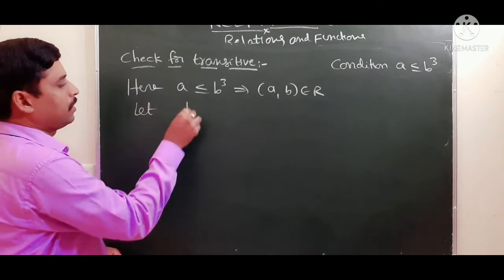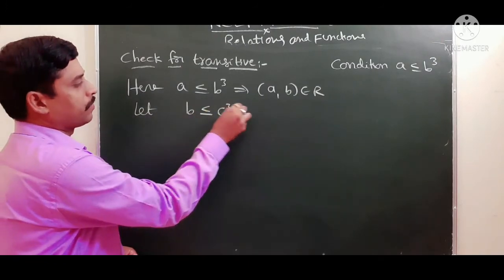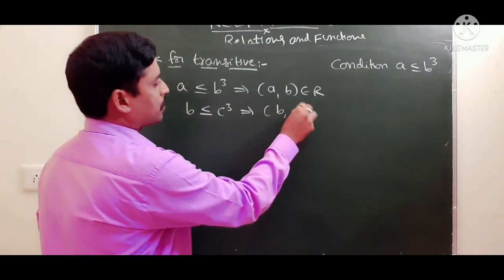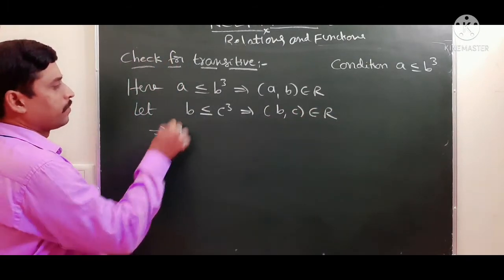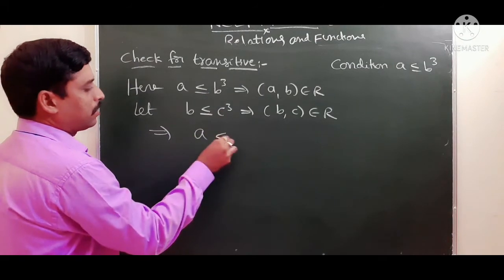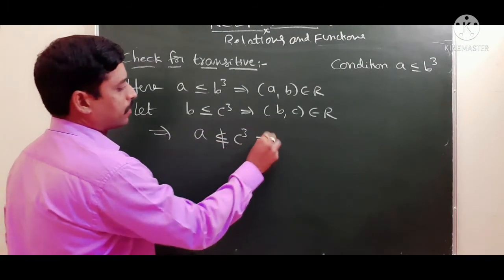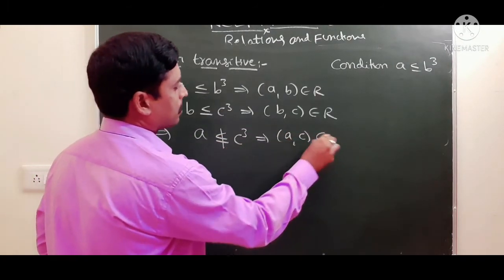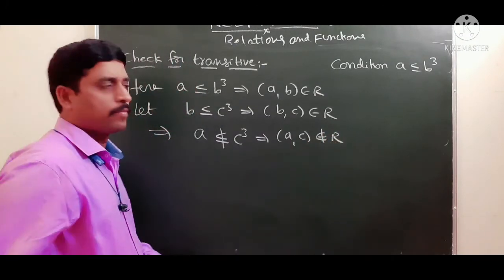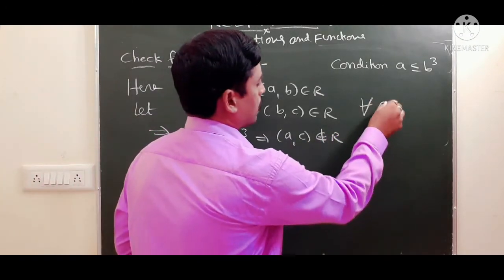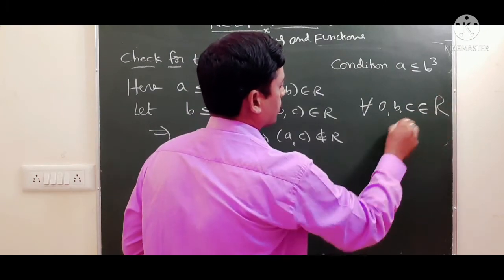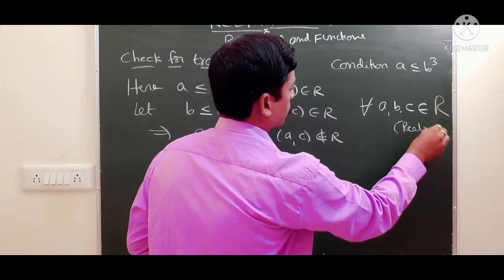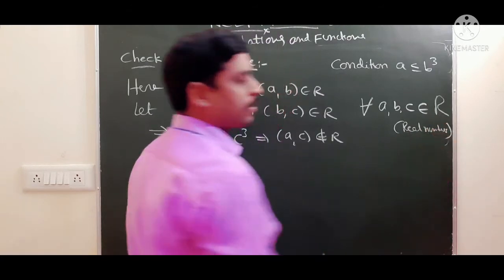Let us take b less than or equal to c cube, so (b, c) belongs to R. So that implies a not less than or equal to c cube. Therefore (a, c) does not belong to R for all a, b, c belonging to the real numbers.